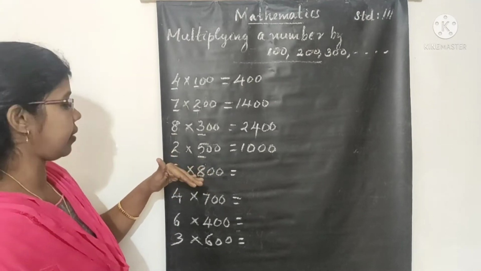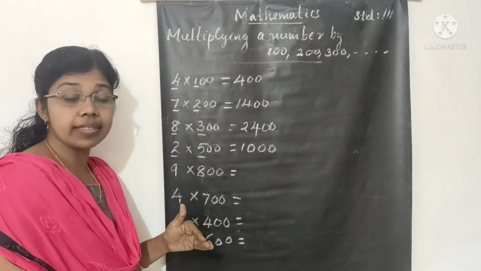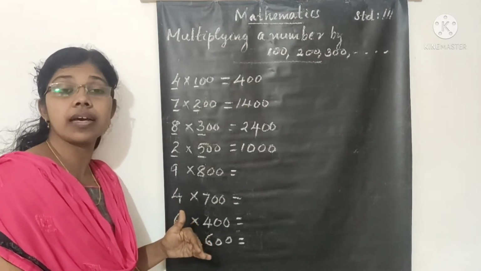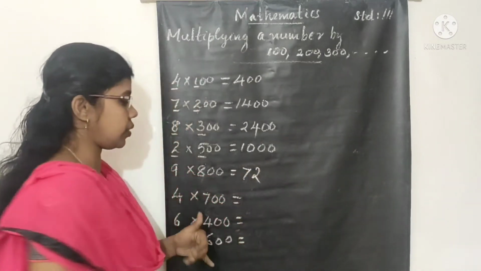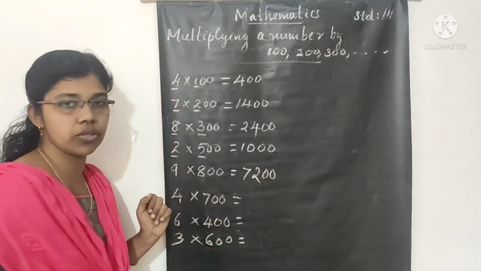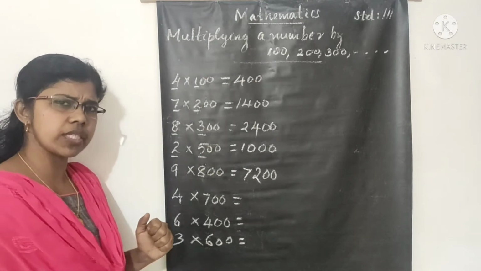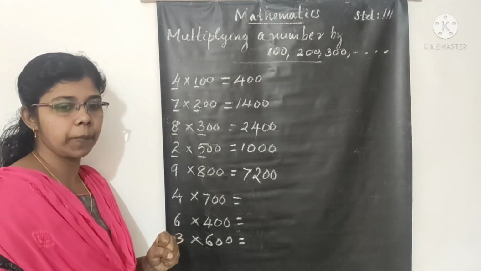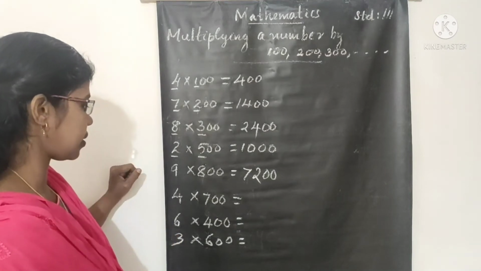The next one, 9 into 800. 9 8s are what? 8 8s are 64, so 9 8s are 72. Then put these two zeros on the right side. So we get the answer 7200. Clear? Yes.